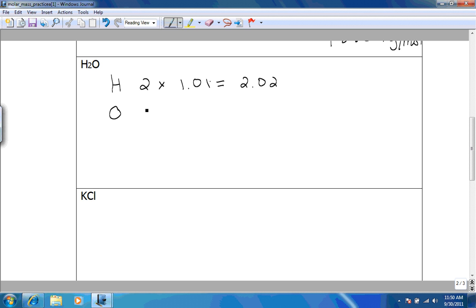Now we have 1 oxygen. So we're going to look on the periodic table for oxygen, and that's 16.00. So this would be 1 times 16.00. Now we're going to add these two numbers together. 2.02 plus 16.00 comes out to be 18.02.